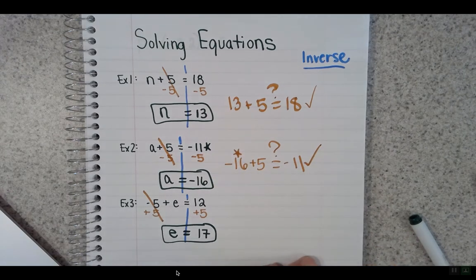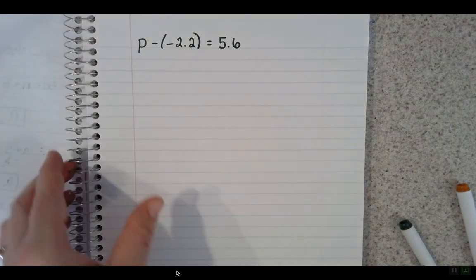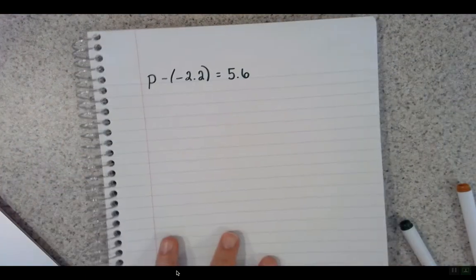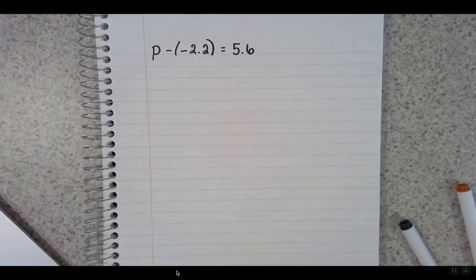Okay, we're going to finish today's lesson with a little bit of a challenge equation for you to solve. p minus negative 2.2 equals 5.6. Why don't you guys pause the video and try to solve this on your own? When you're done, you can play the video and see if you got it right.